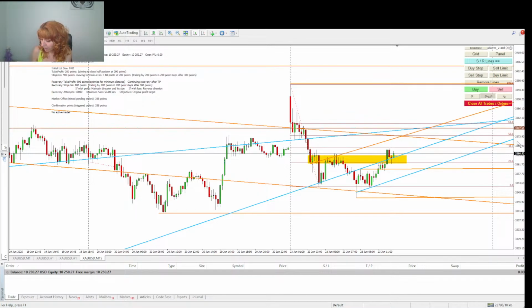But I might put the stream of the fully automatic one back again, so you can see how the EA performs on its own.